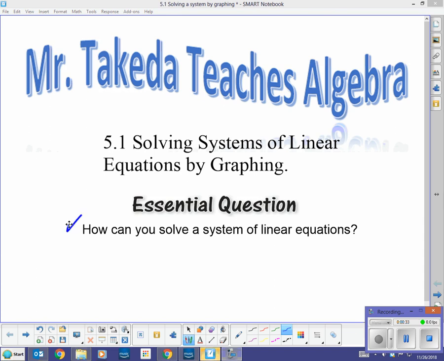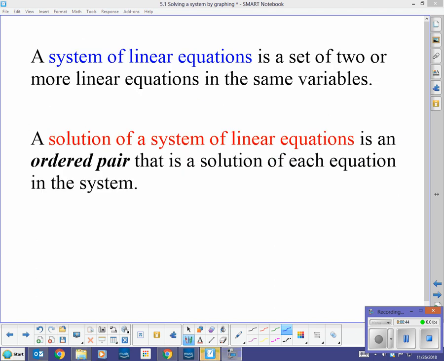So this is the first method we're going to do. You need to see what it looks like when we're graphing. We'll do some other methods later on in this section. But for right now, let's talk about some definitions. We've got two definitions we want to make sure that we know.